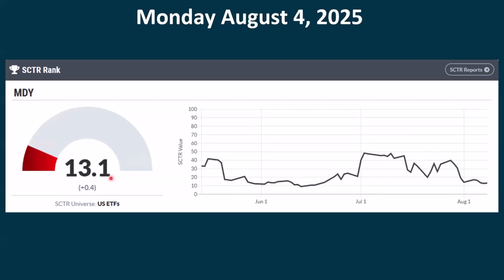They kind of go back and forth between the small caps and the mid caps, but this week the mid caps are at 13.1. And they've really been underperforming. Small caps actually had a better week.